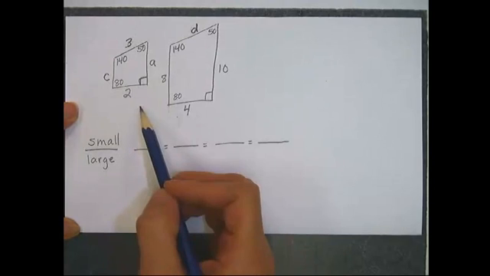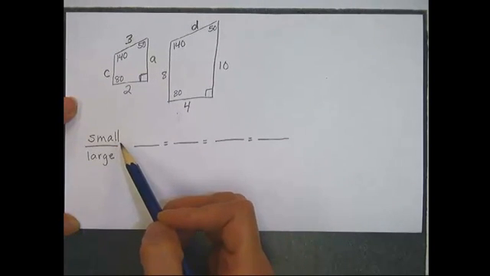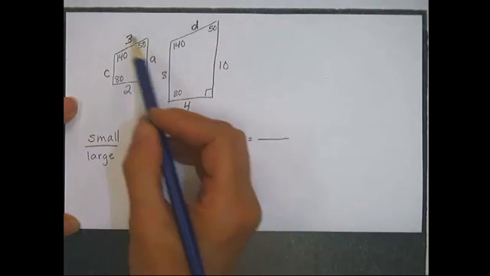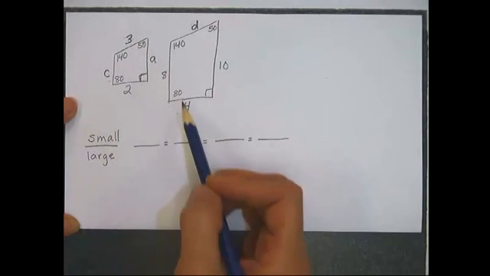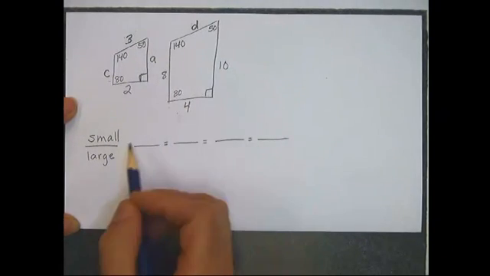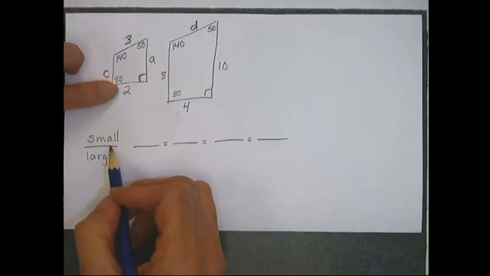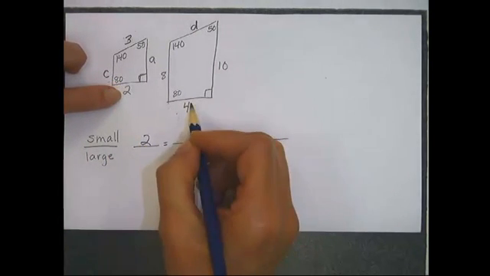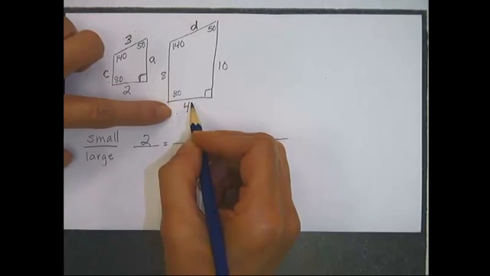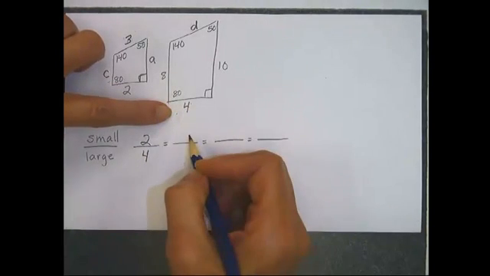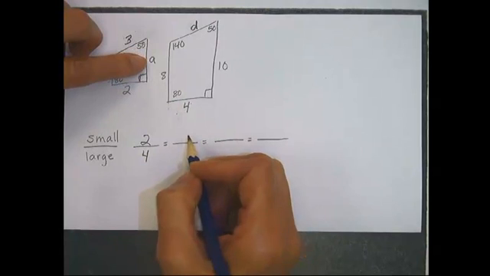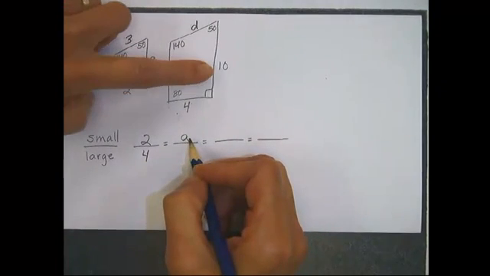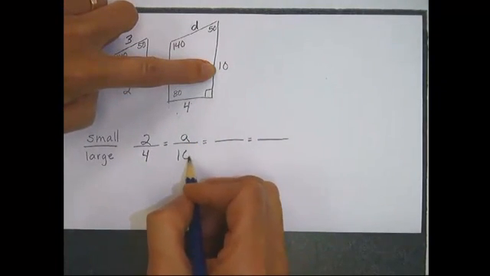But again, we could look at a ratio comparing the measures of the sides of the small figure to the measures of the sides of the large figure. Okay, so I'm going to start with the small figure. The small figure has, my lower is 2. The lower measure on the large figure is 4. I'm going to look at the right side of my small figure is A. The right side of my large figure is 10.